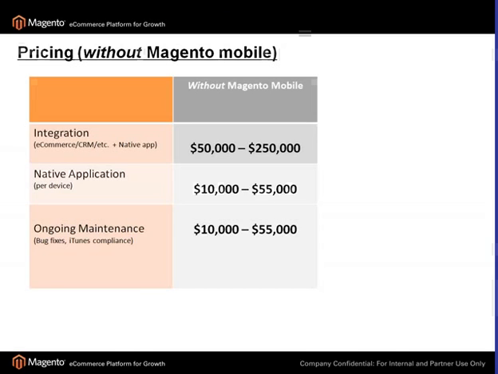This is what I reviewed earlier. Integrating your core back office functions with your native applications. Then you have to build each native application. You build an iPhone app, it's anywhere between 10 and 55,000. It can go as high as 95 to 100,000 now. This is per device. Then you have the ongoing maintenance for new fixes, optimization, fixing for crashes, adding new features.